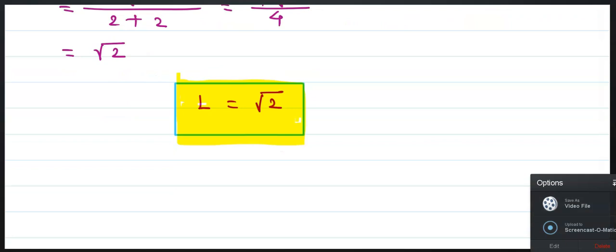The answer in the textbook, I think, is a different one. But the answer here is root 2. Now we'll see the next example.